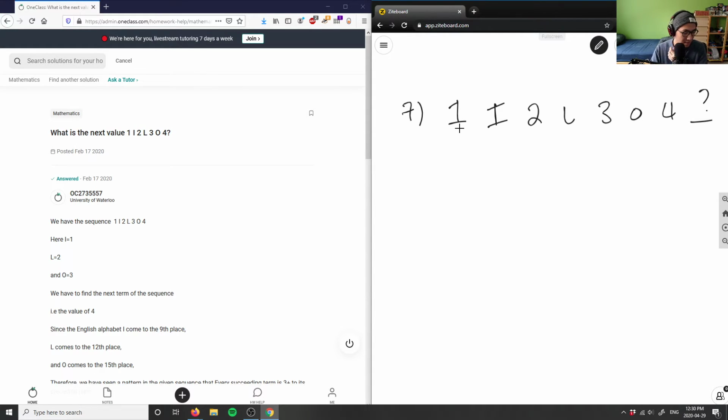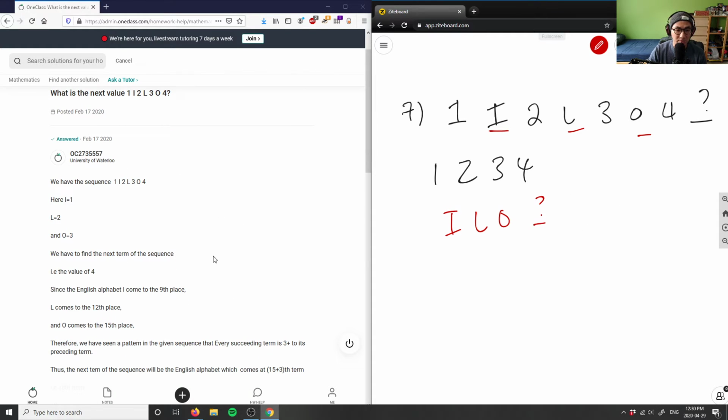So again, as you can see, if you look at all the numbers here, it's increasing from 1, 2, 3, 4, right? So that's good. And then I have here the letters, right? I have I, L, O, and then some type of number here. So how they have chosen to visualize this here is actually the correct method, right?